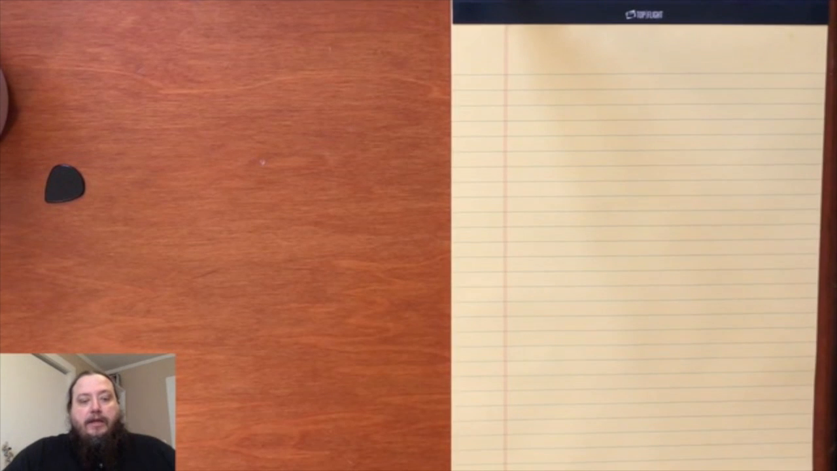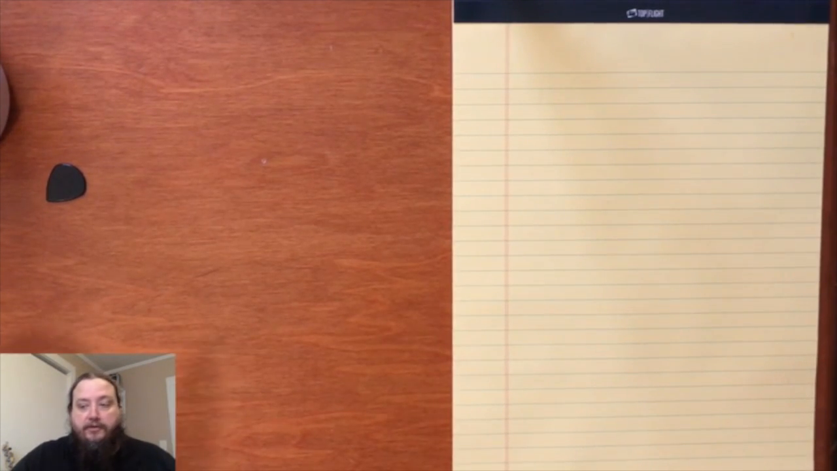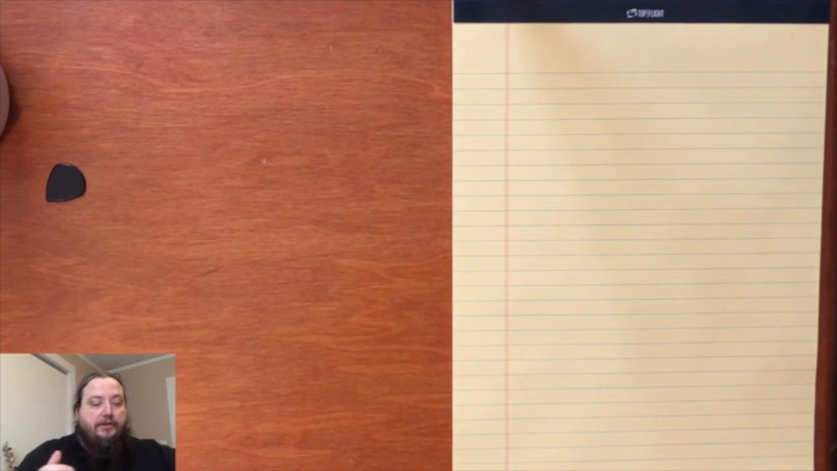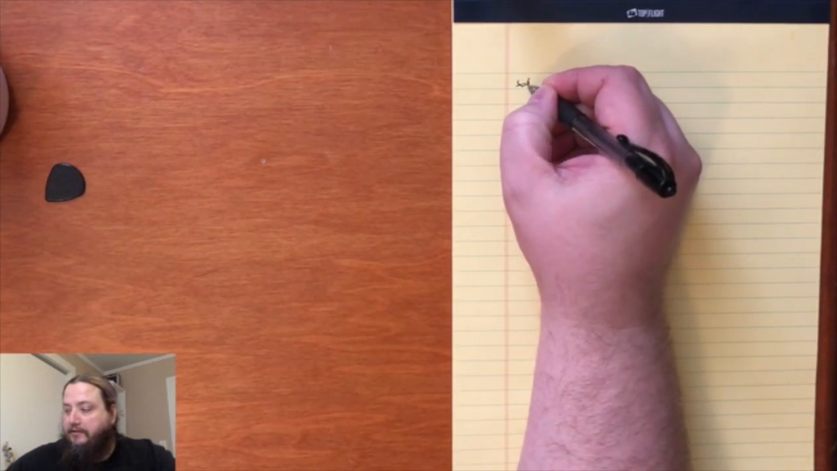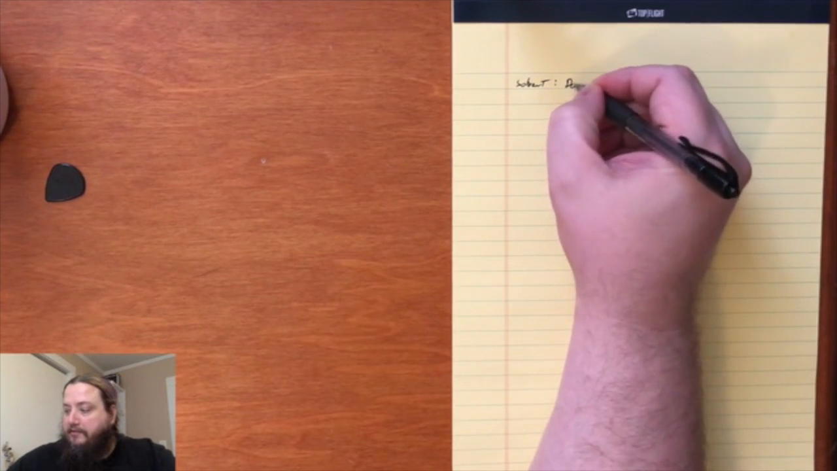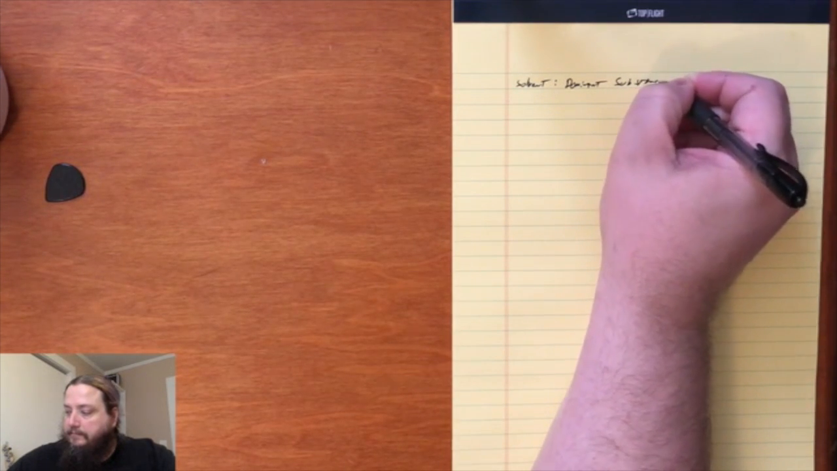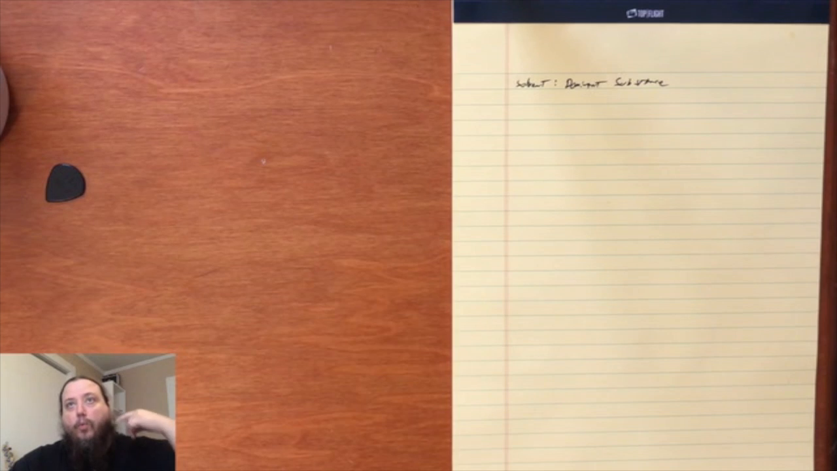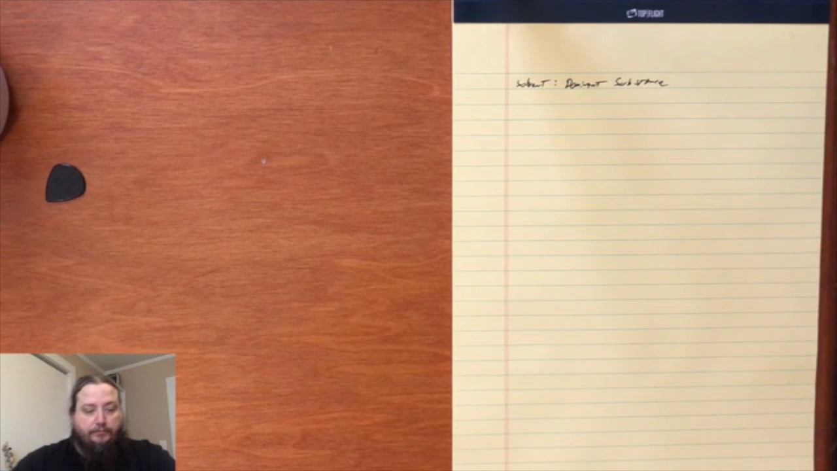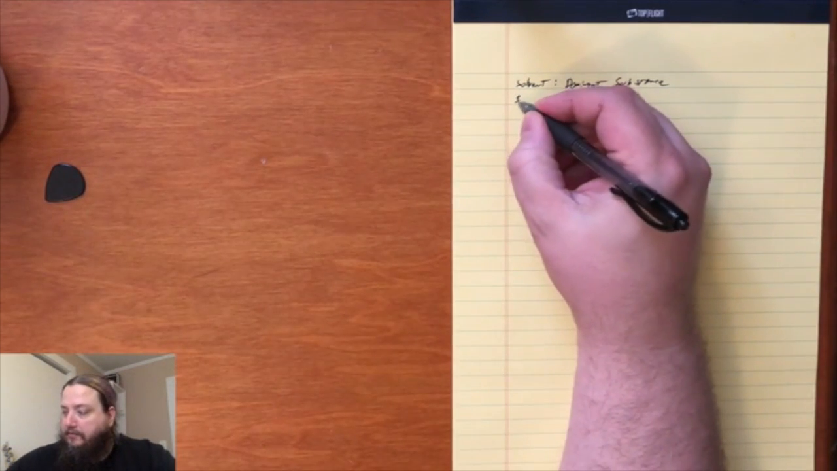So a solution is basically a mixture of the kind that we've been talking about the last couple of lectures, but one where one of the substances is the dominant substance, and we call that the solvent. That's the dominant substance. And then there is one or more less dominant substances, which we call the solutes.